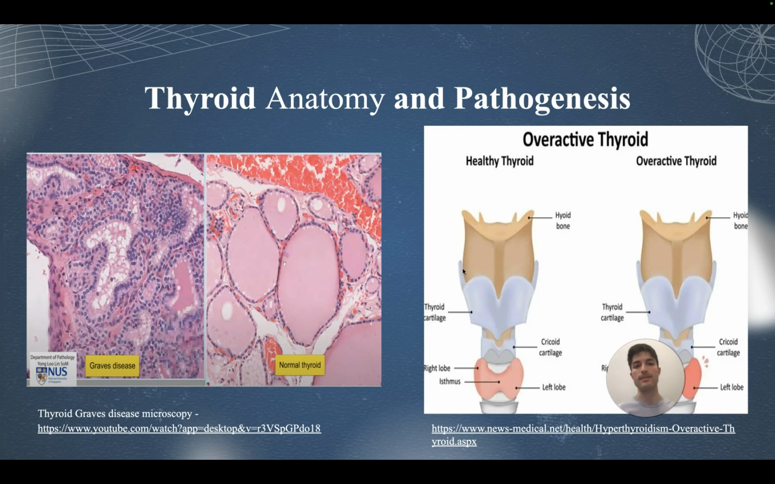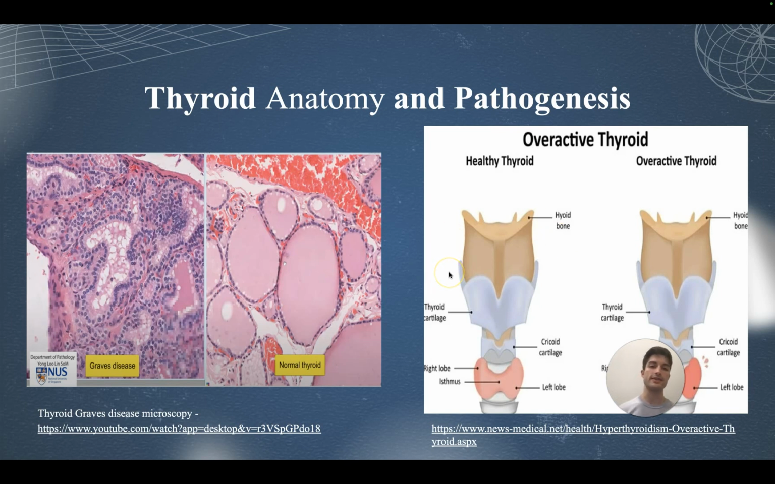So some thyroid anatomy and pathogenesis. The thyroid gland is a butterfly-shaped endocrine gland located on the lower front part of the neck, just below the larynx and in front of the trachea. It plays a crucial role in regulating various bodily functions through the production and release of thyroid hormone. Just a few terms to get through. TSI refers to thyroid stimulating immunoglobulin. We have TSHR, the thyroid stimulating hormone receptor. And lastly, TSH, the thyroid stimulating hormone.